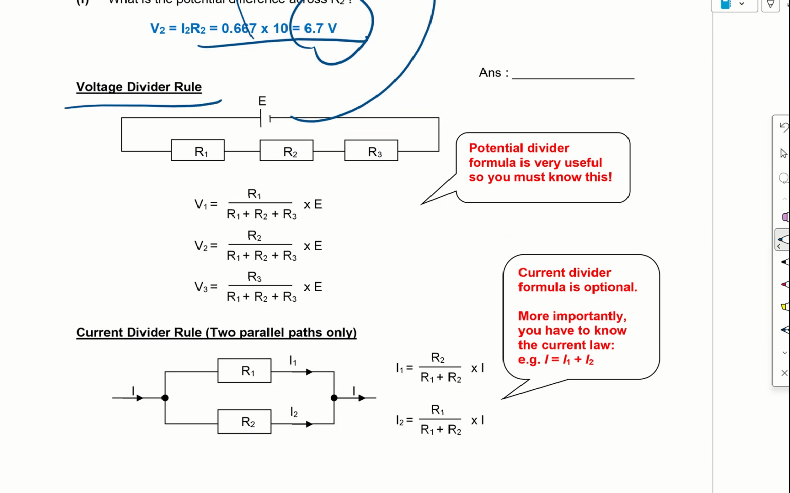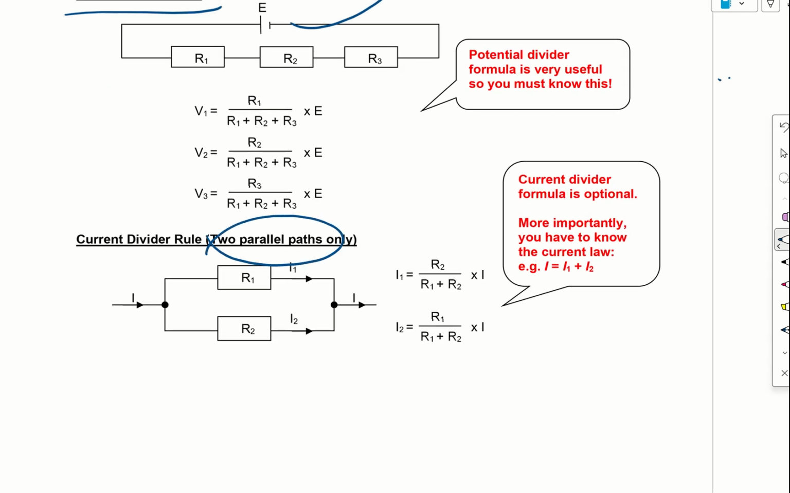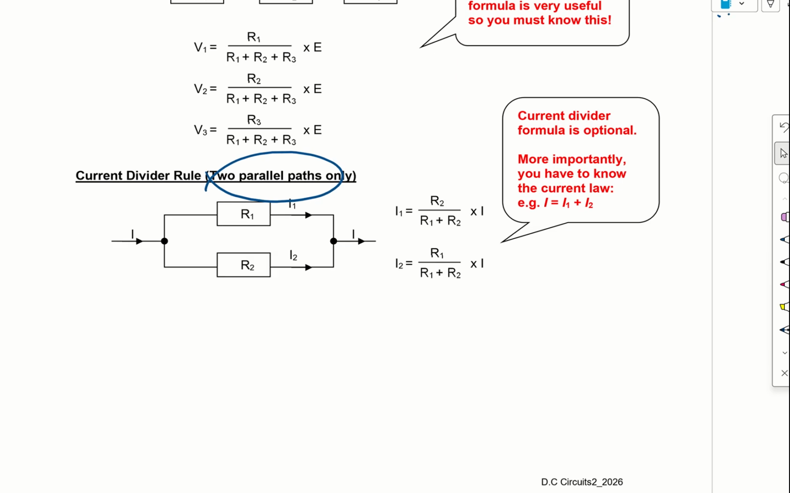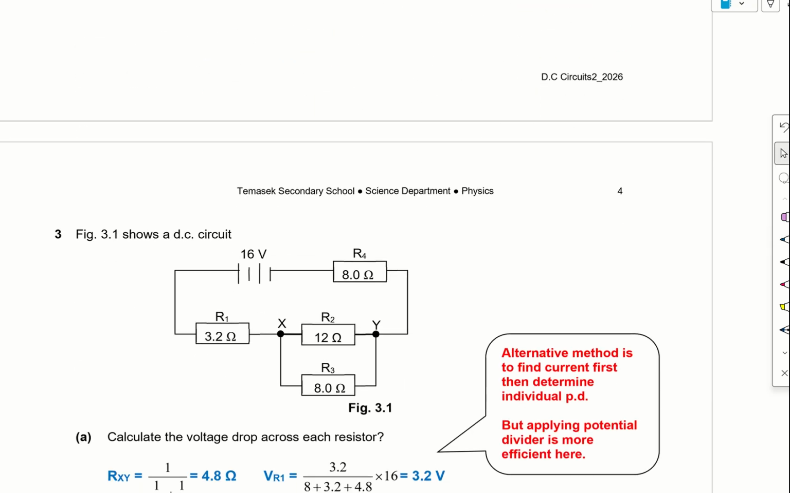Okay, so this is the voltage divider rule. It works only for resistors that are connected in series. Okay, then we have this current divider rule. It can only work for two parallel paths. So actually, it's not that useful lah. Because if they were to present us with three resistors in parallel, then we can't really use this. So you can just focus on the voltage divider rule or potential divider.